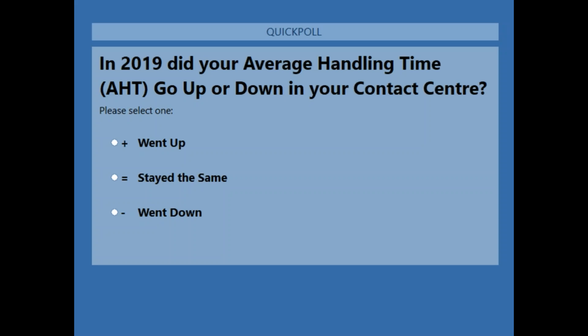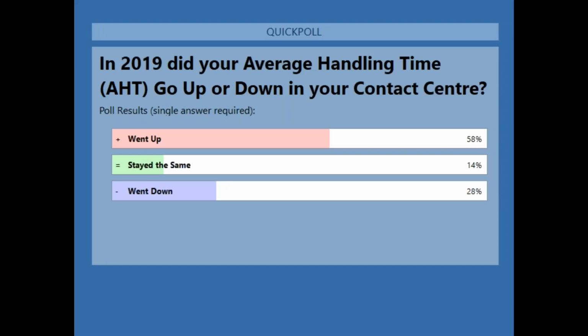Okay, well, let's have a look at the answers here. 58% of the sample size of 196 people said it went up, 28% said it went down, and 14% said it stayed the same. Tim, this is something I think we find is that as we're getting more and more self-service, average handling time is actually going up in contact centers as we're getting the more complex inquiries coming through.